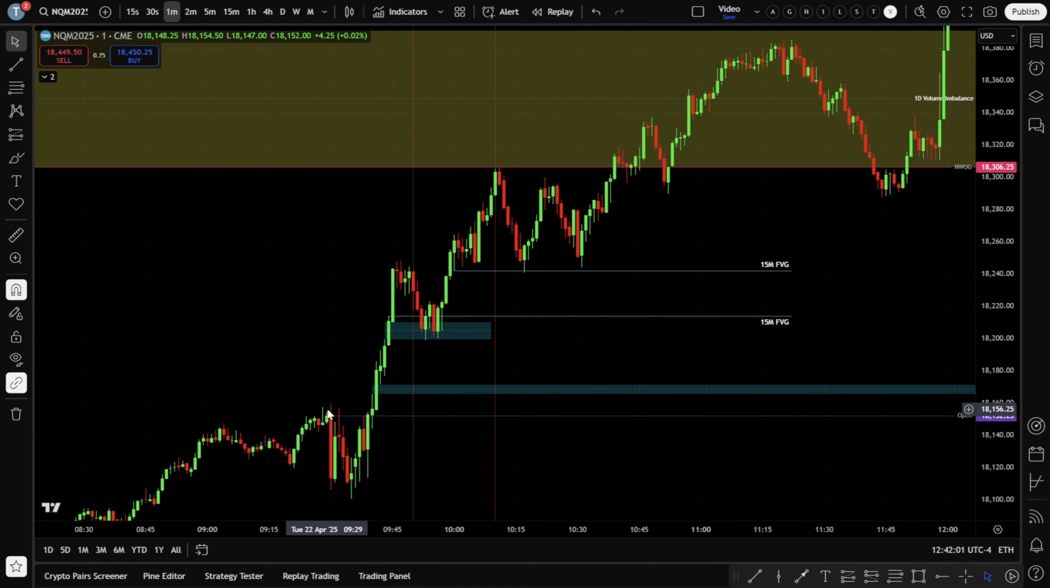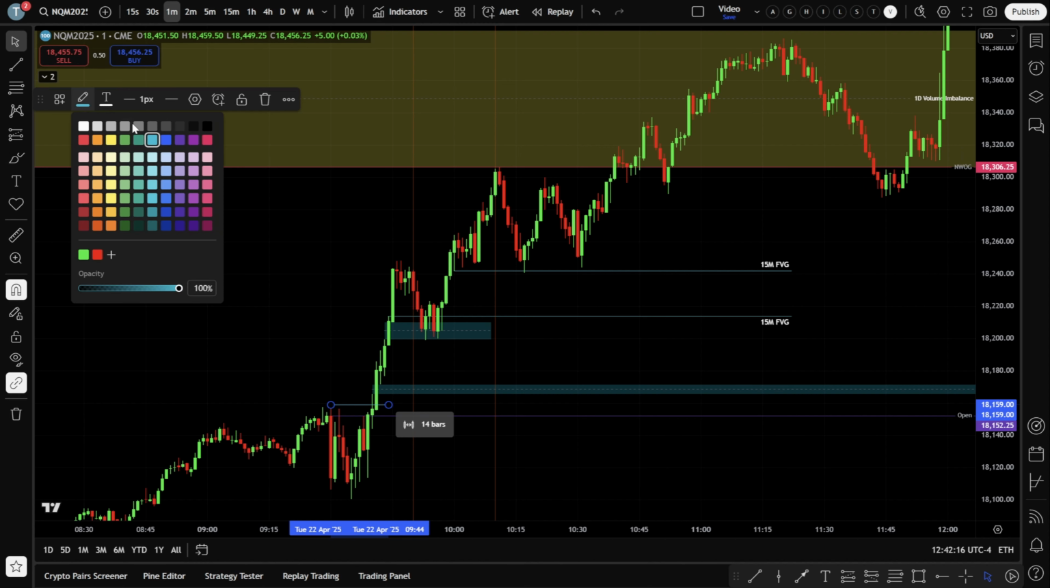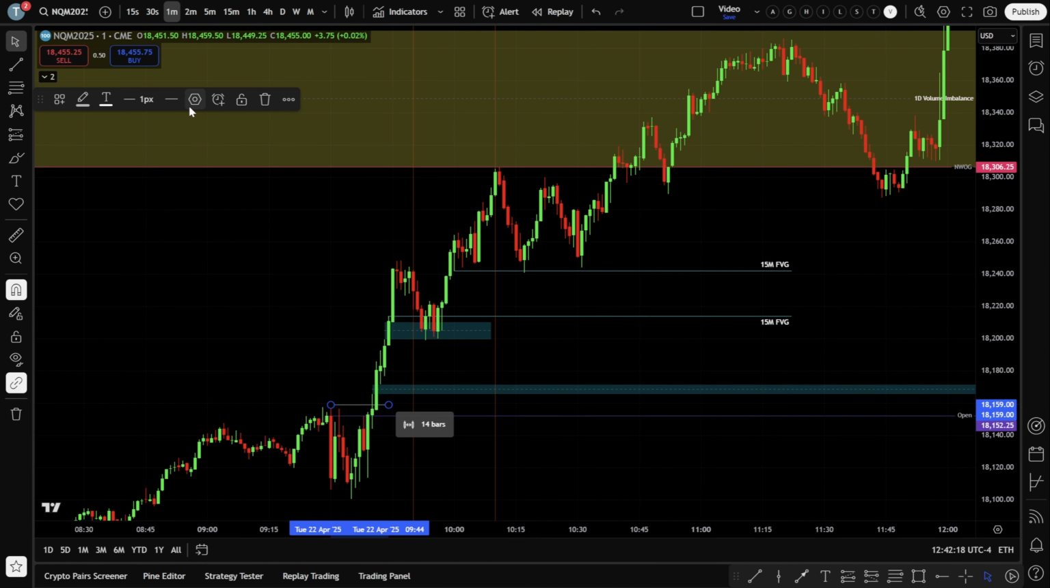Okay, so we have our 9:30 open and price drops, taking out short-term lows, rallies higher, creating a market structure shift right here. When it crosses this, we have a bullish market structure shift.